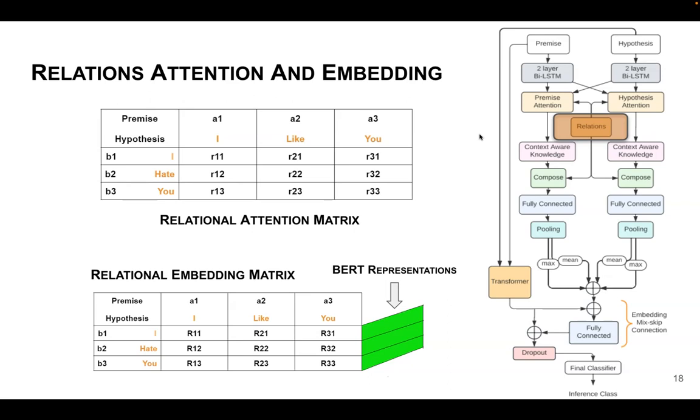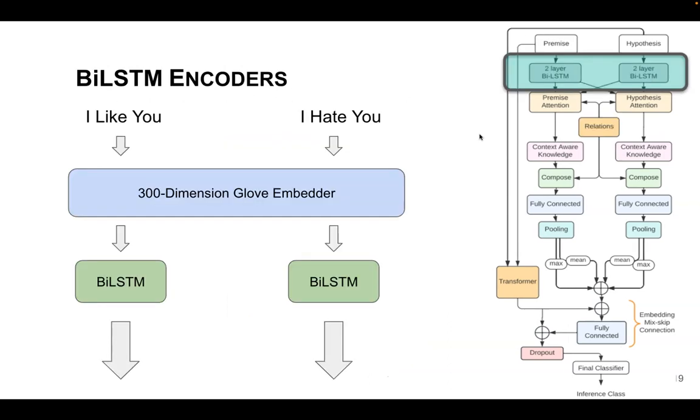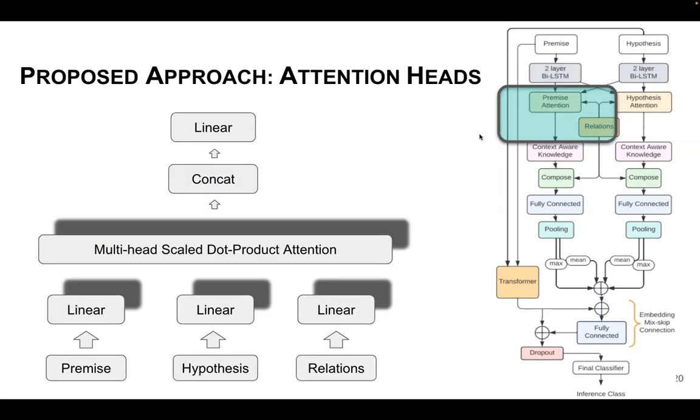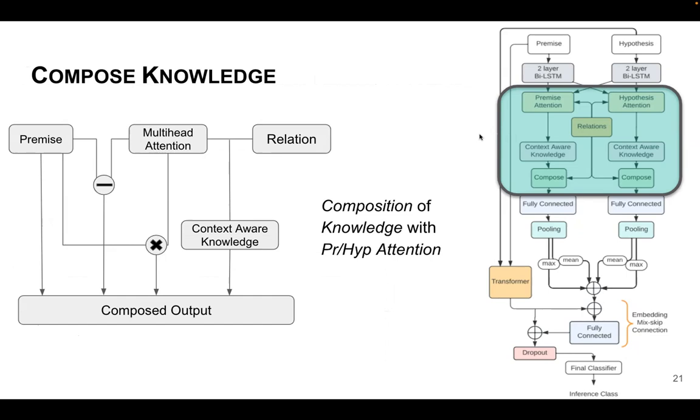And this is basically looking at the premise and the hypothesis and trying to see how much interrelated they are. And in parallel, we also look at how much interrelated they are in the context, specifically on the knowledge side, which we have incorporated for those words. So then we give them to BiLSTM encoders and see how they embed it. Then we use various attention heads, which take the premise, hypothesis, and relation, use multi-head attention, and then concatenate them, and then do a linear classification.